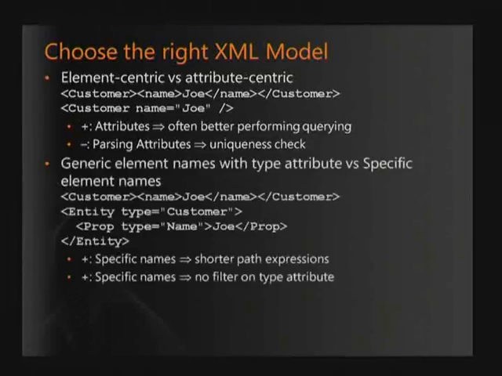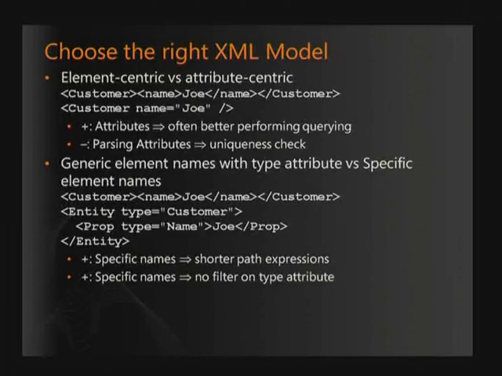The next point is a pet peeve of mine. How should I model XML? I see lots of people come up with the second example there: entity type equals customer, property type equals name, containing a value. This is not what XML was designed for. XML was designed for giving you the power of putting the names into the tags, making the names part of the structure. So instead of using that meta description, please use customer, name, value.